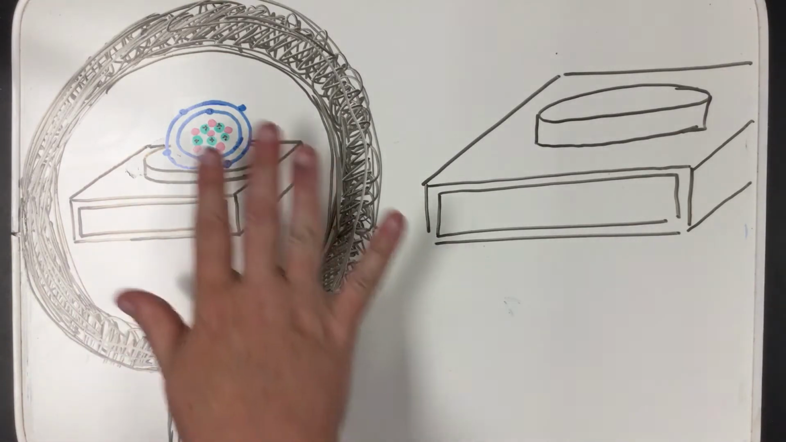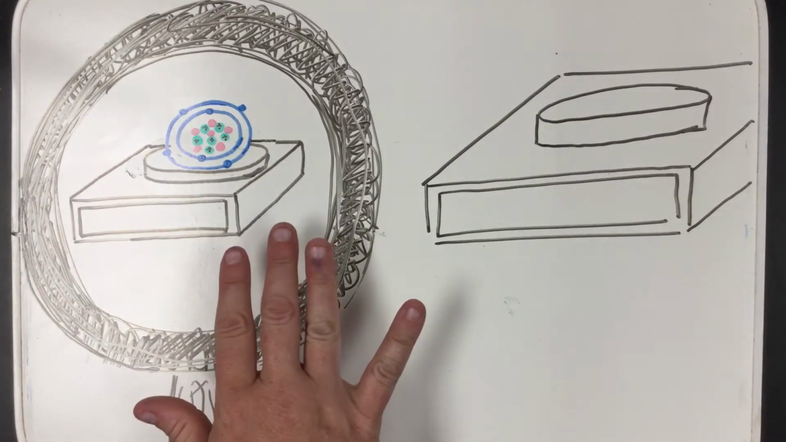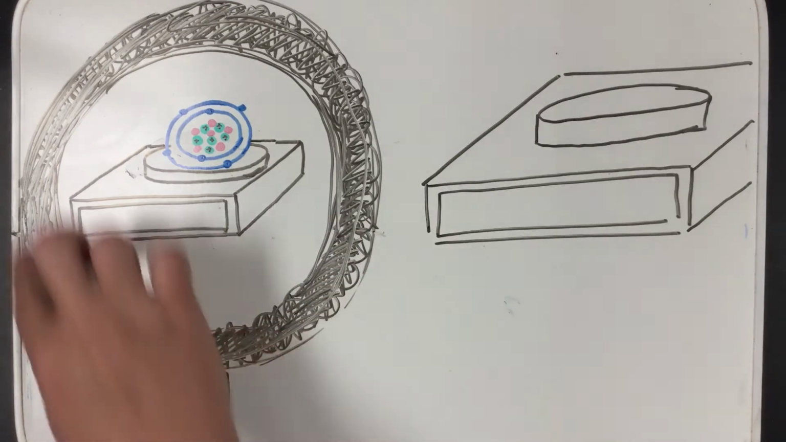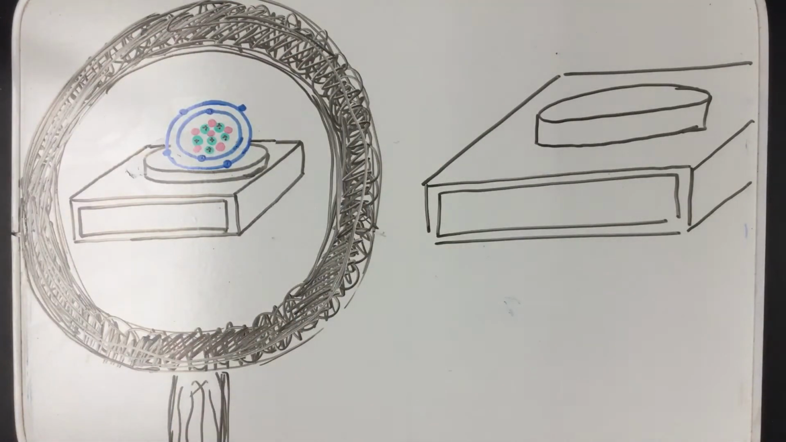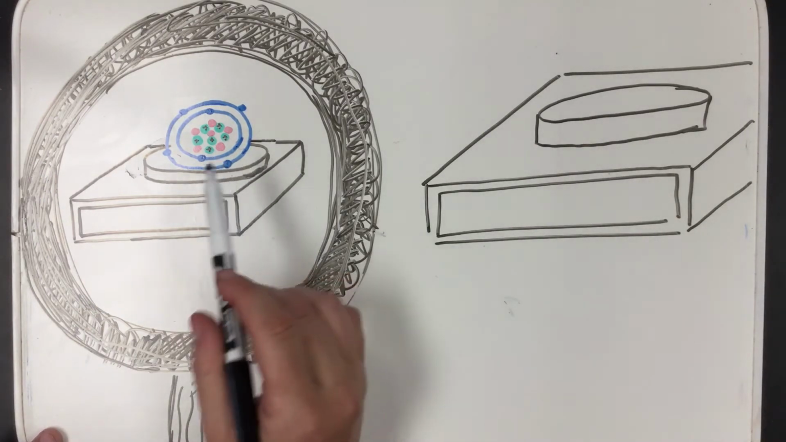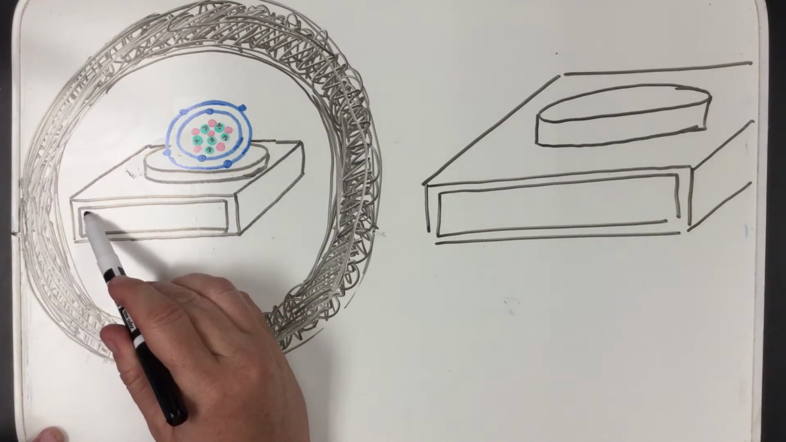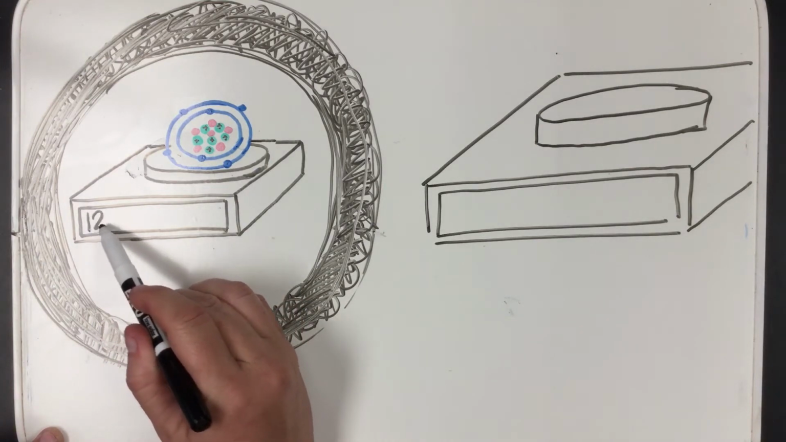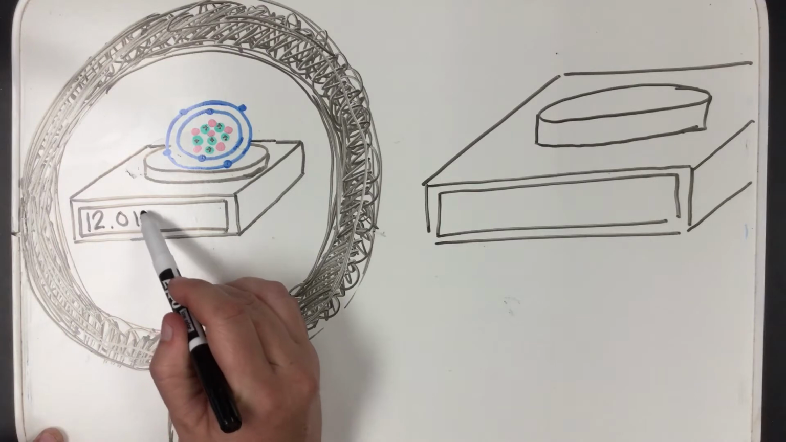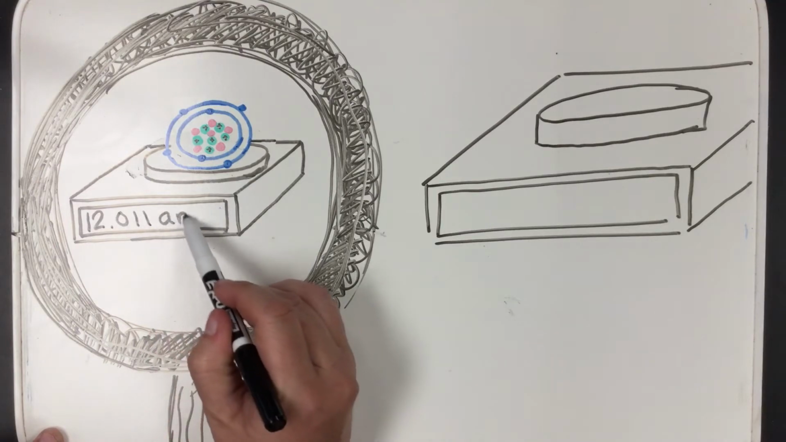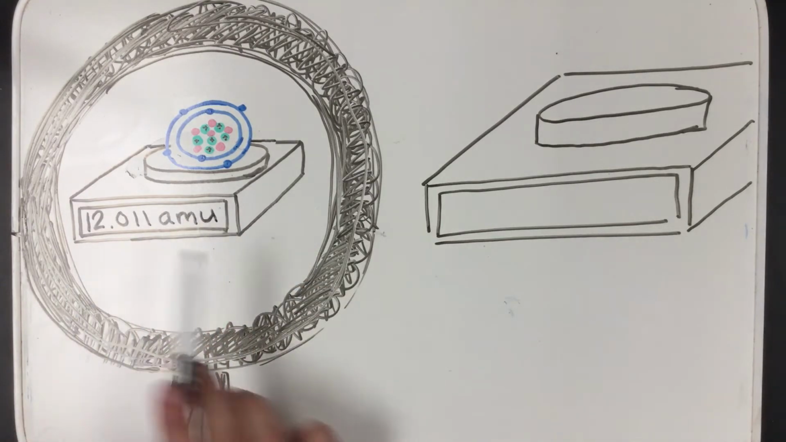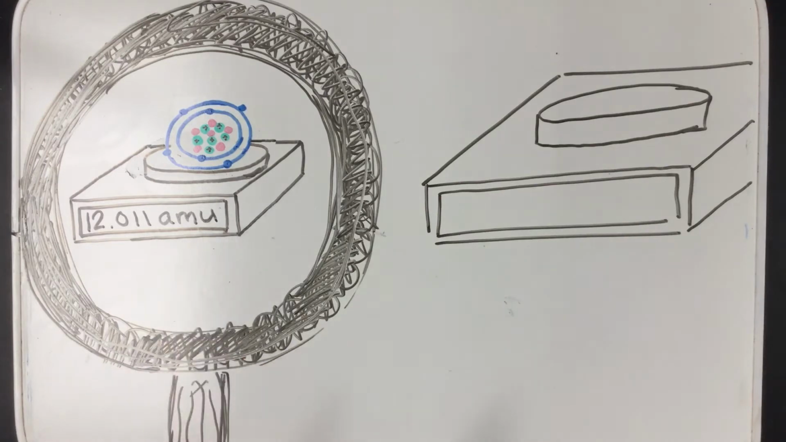So on this scale, this itty bitty teeny tiny scale that I've drawn, you can tell it's really small because it's behind a magnifying glass. I have placed a single atom of carbon. And we know based on our last lesson that a single atom of carbon on average would have an atomic mass of 12.011 AMUs, or 12.011 atomic mass units.